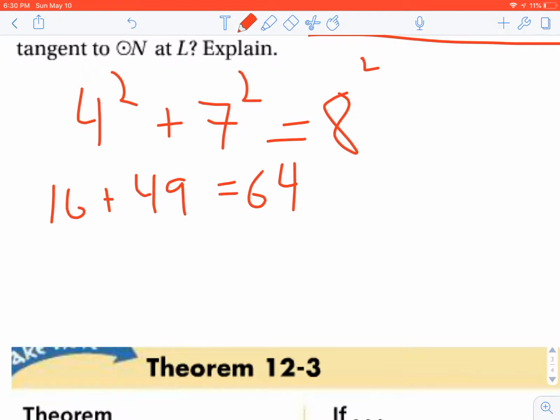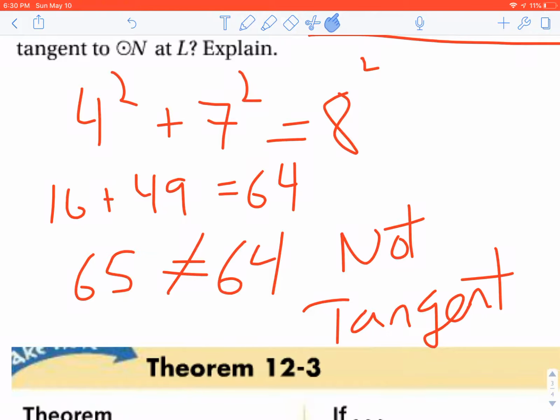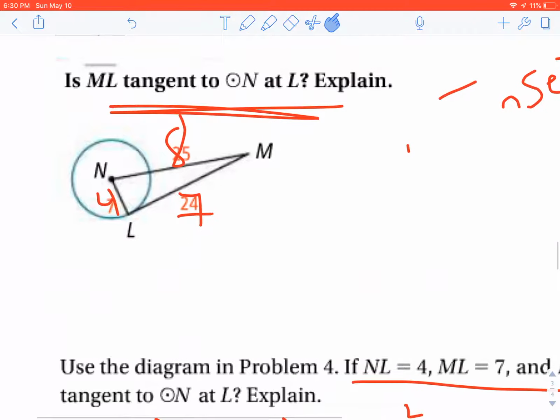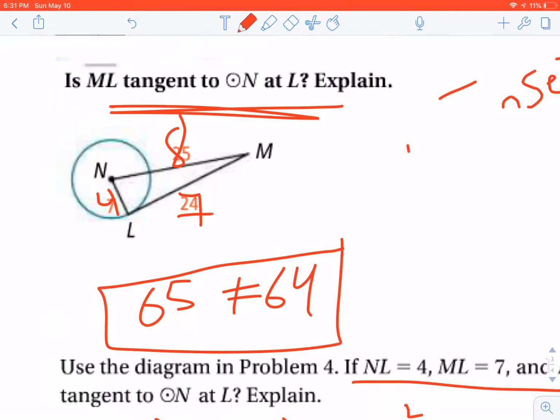When you add 16 plus 49, you unfortunately get 65, which does not equal 64. Therefore, it is not tangent. Okay? Because, let me just repeat this again, when you use the Pythagorean theorem, it gave you a false answer, right? 65 does not equal 64. That's a false answer, okay?